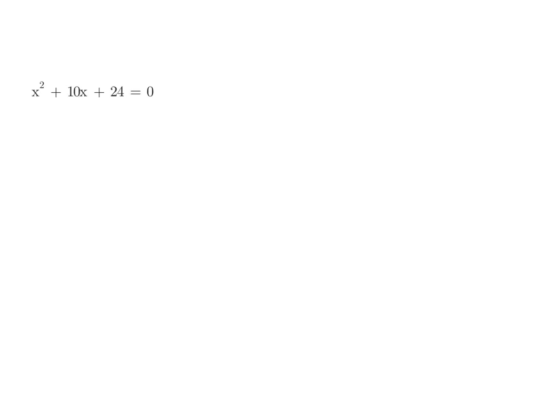So here's my first example. x squared plus 10x plus 24 equals 0. I can tell you right away that this is not a binomial square because 24 is not a perfect square. Okay?